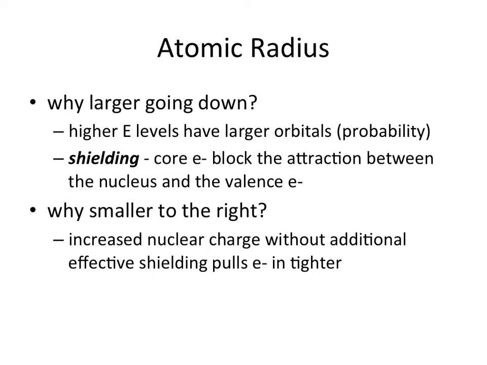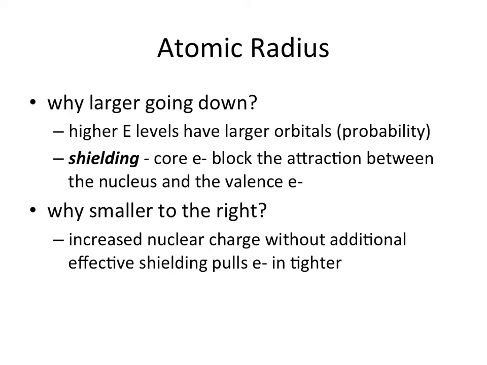Shielding also starts to come into effect. Those core electrons are going to block that interaction or that attraction between the nucleus and the valence electrons, so they're not going to be held quite as tightly. Now, when we're going from left to right, why is that the case? Well, as we saw with our Z effective, our effective nuclear charge is increasing from left to right because the same set of core electrons is doing the shielding of the nucleus.